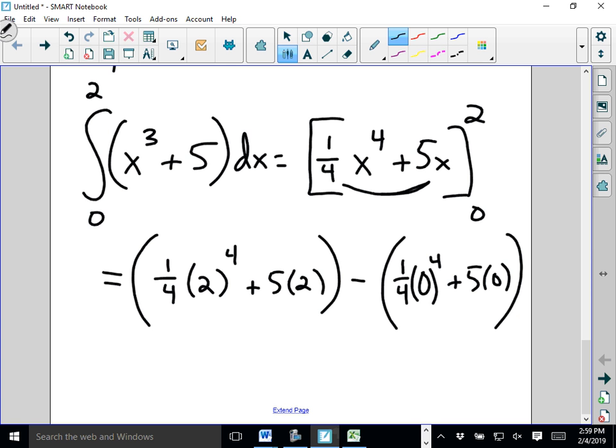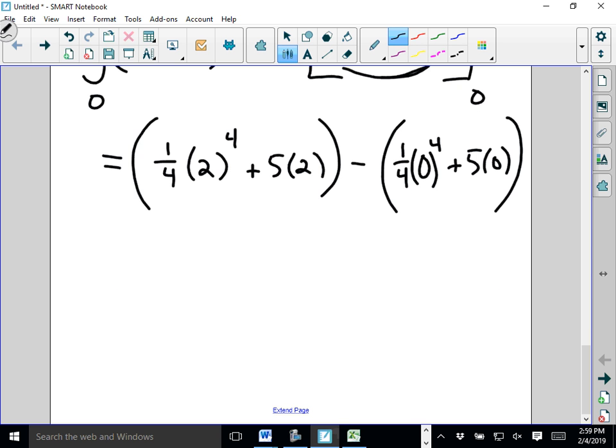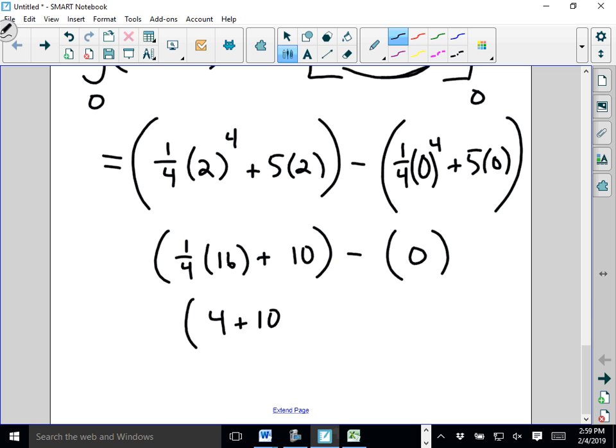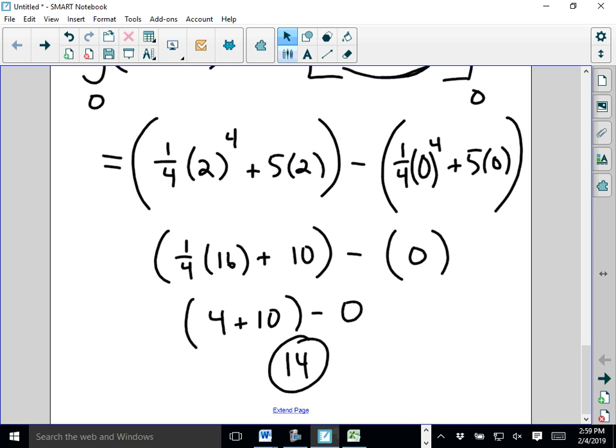Okay, so now 2 to the 4th, I know 2 cubed is 8, so times another 2 is 16. So I get 1/4 16 plus 10 minus, this whole thing ends up being 0. 1/4 of 16 is 4. And I get 14 for my answer. Now as you're solving these, I challenge you to, after you get the answer, try to do it without a calculator. Right? And come back and actually try this thing.